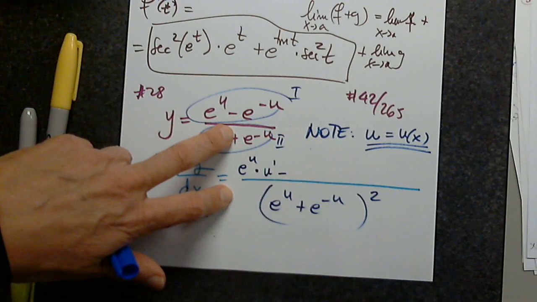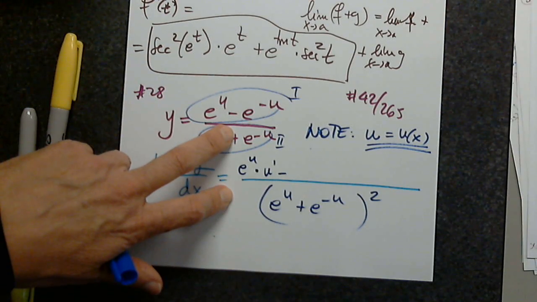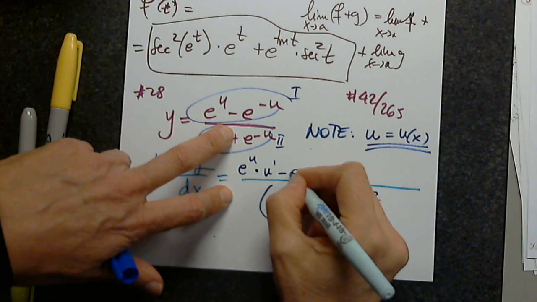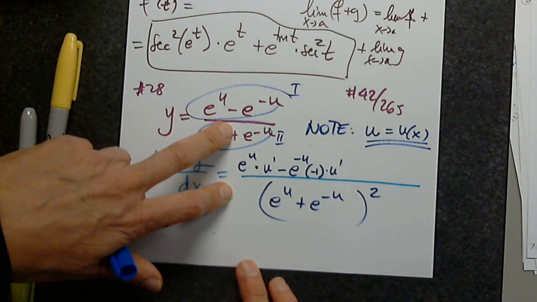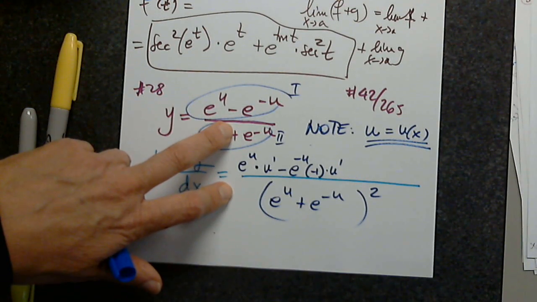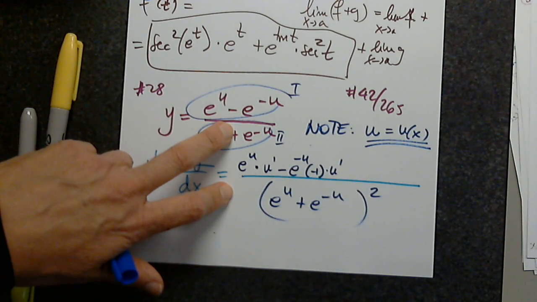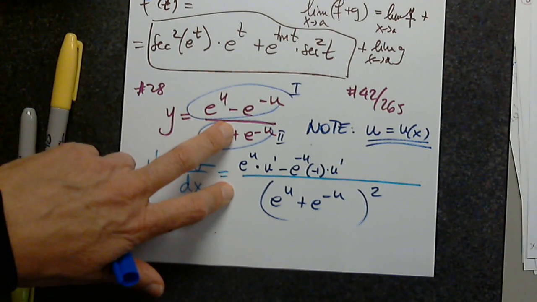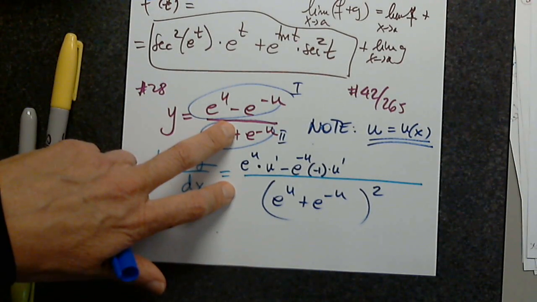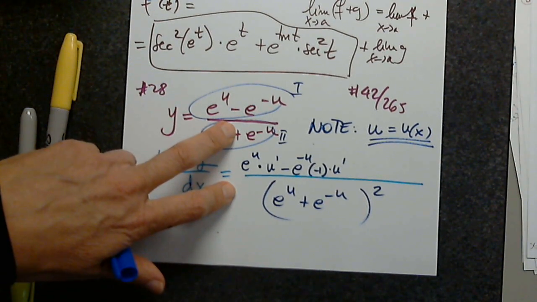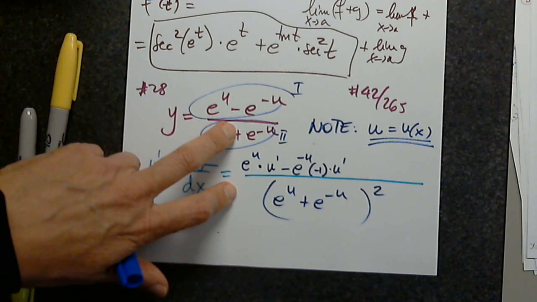So e to negative u times the inner function prime, which is negative 1 times u prime. Be very careful. So e to negative u multiplied by negative 1 times u prime. Again, it's not clear from the problem. If the problem considers u as a variable, not as a function, it's different. But since we're talking about the chain rule, I'm expecting them to say u is a function. But it doesn't say. Okay?